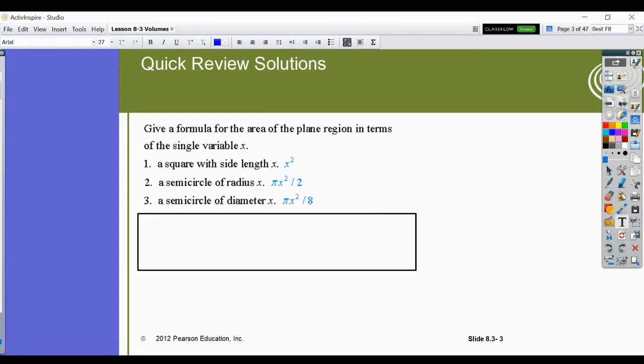Here are the answers to the warm-up today. You should have gotten x squared for the first one. Area is pi r squared for a circle, but r is x. It's a semicircle, so we have to cut it in half, so it's pi r squared divided by 2. For a semicircle of diameter x, you have to divide the diameter by 2 before you square it, and then also divide by 2 because it's a semicircle. That's where the 8 comes from.